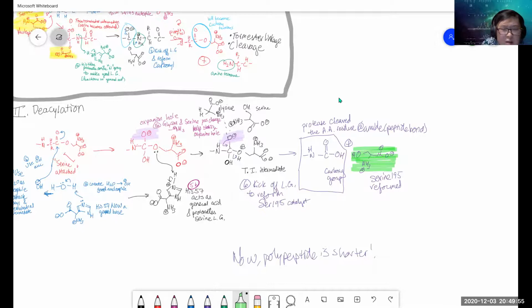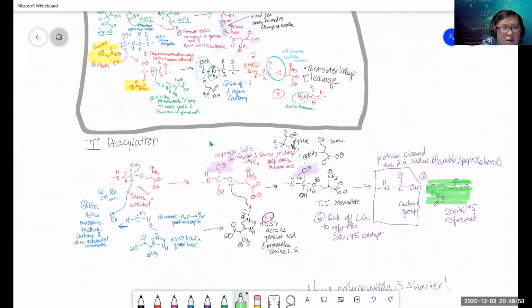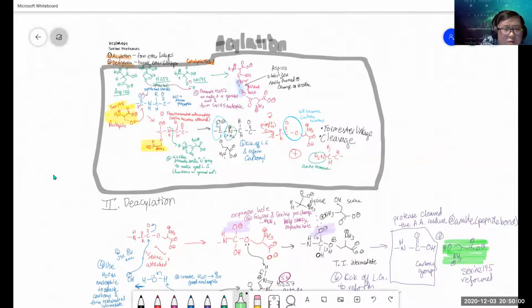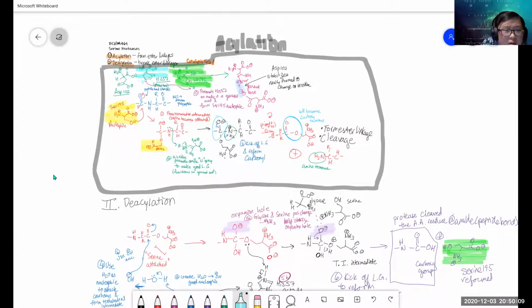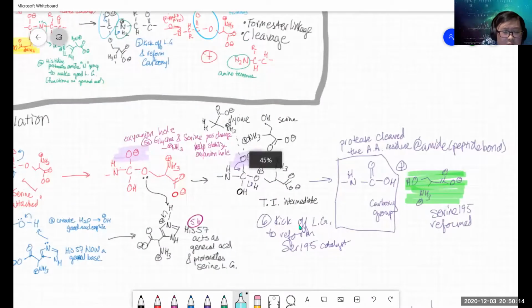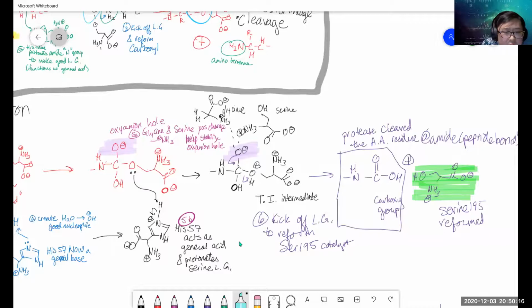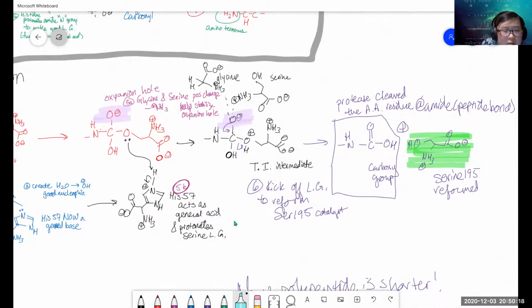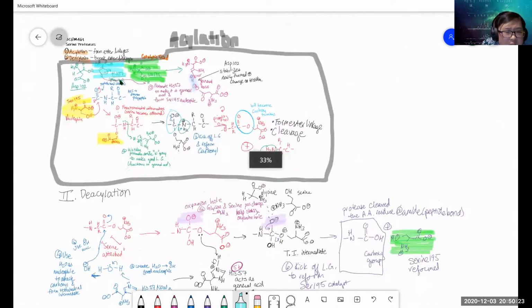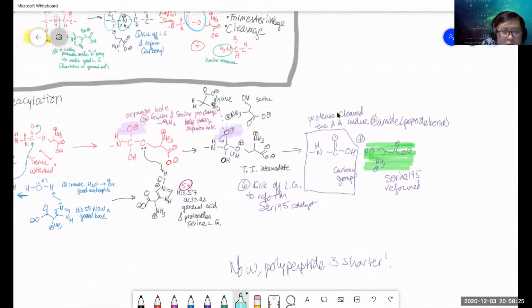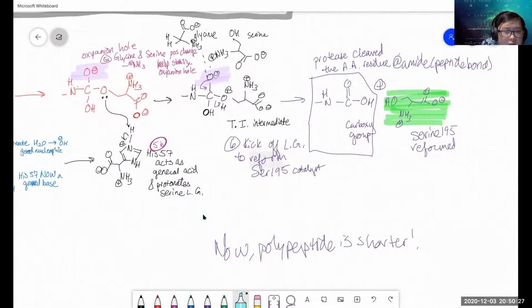Okay, so I just wanted to highlight that serine 195 is reformed from right here. So that was serine 195 and it got restored. But what about the other catalysts? So your histidine 57, which is right there, acted like a general acid here. So now we just need to show that it reformed the original state, which was a general base. And I forgot to show that here.